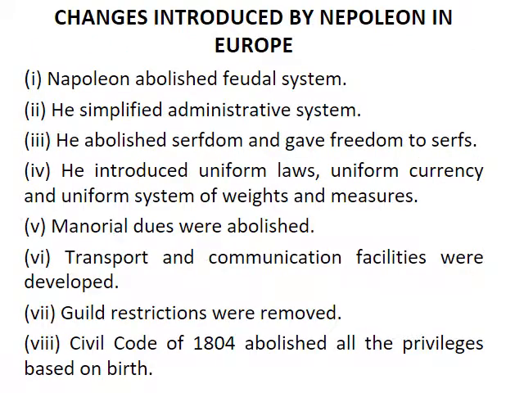Changes introduced by Napoleon in Europe. Napoleon abolished the feudal system, he simplified the administrative system, he abolished serfdom and gave freedom to serfs. He introduced uniform laws, uniform currency and a uniform system of weights and measures. Manorial dues were abolished, transport and communication facilities were developed, guild restrictions were removed, and the Civil Code of 1804 abolished all the privileges based on birth.